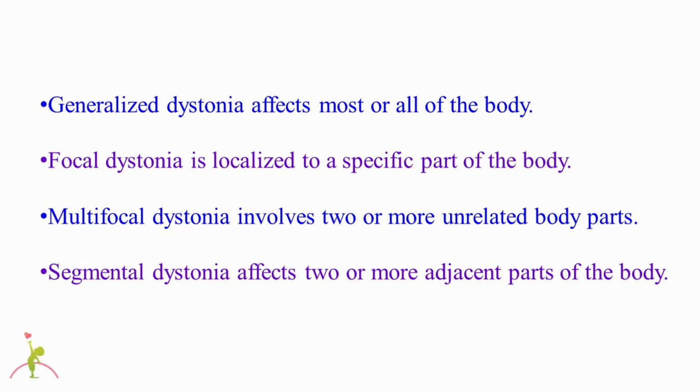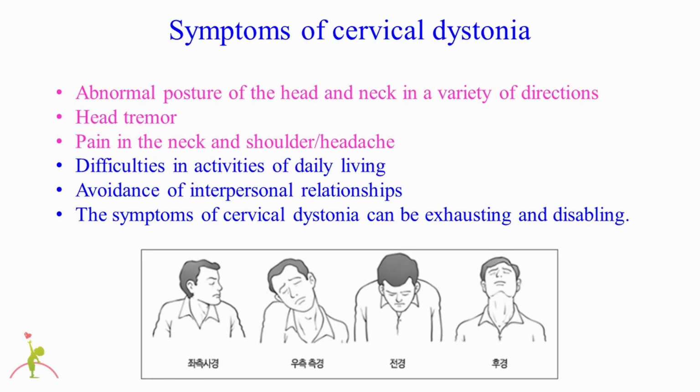Cervical dystonia also can be generalized, focal, multifocal, or segmental. The involuntary muscle contractions in cervical dystonia can cause abnormal posture of the head and neck in a variety of directions. In some cases, the involuntary muscle contractions associated with cervical dystonia can spread to nearby areas of the body. The most common locations include the face, jaw, arms, and trunk.